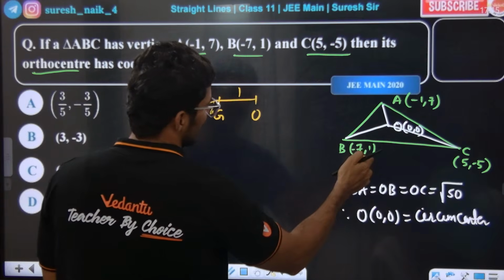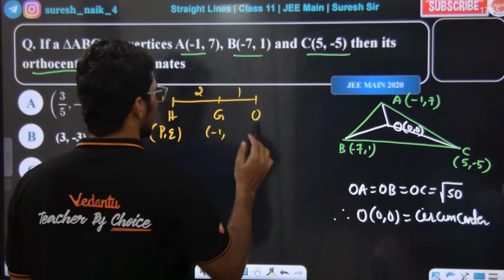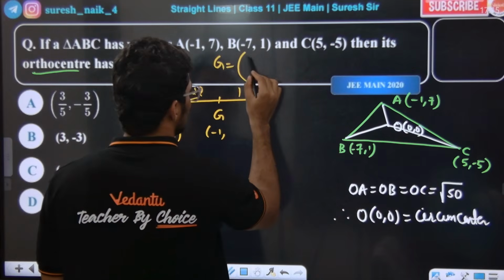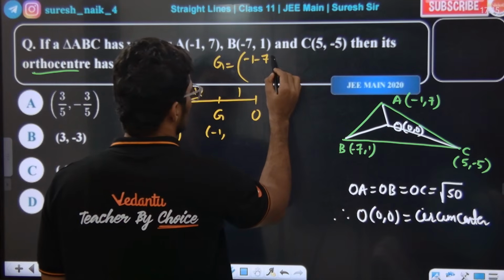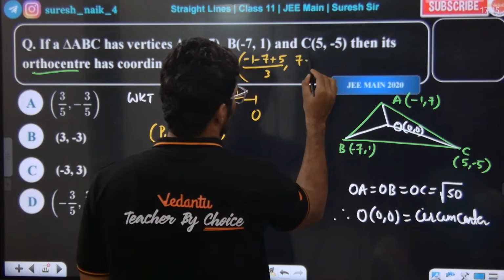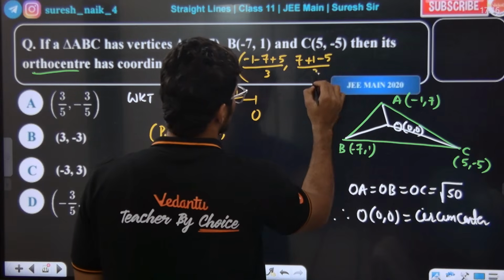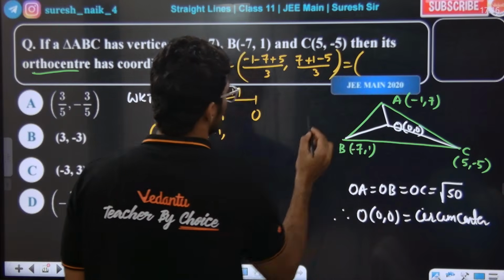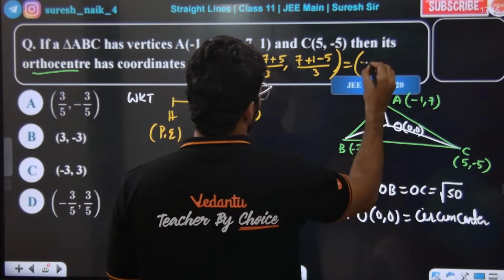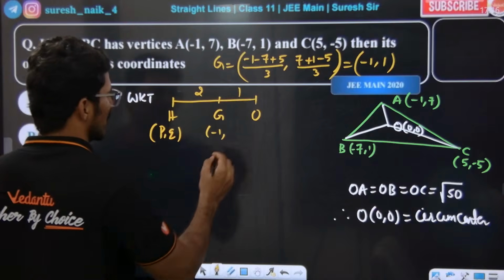-1 plus -1 plus... -8 plus 5, -3/3, so -1. Super. How do you find the centroid? Tell me the centroid: -1 -7 plus 5 over 3, that is -8 plus... -3/3 is... So I'm getting -1 comma 1.